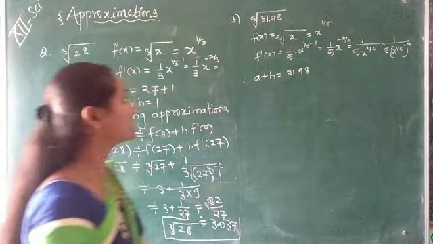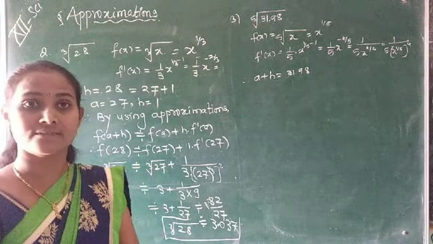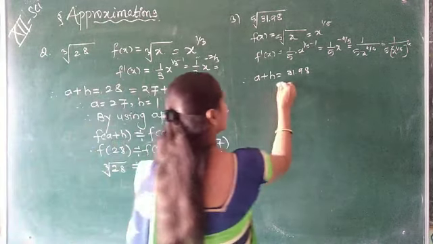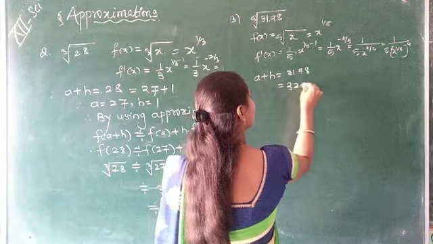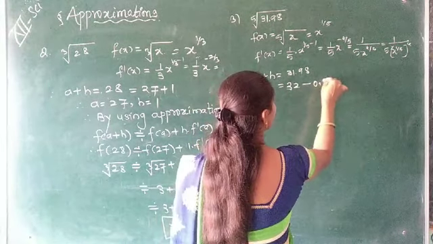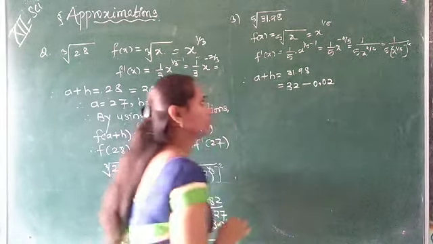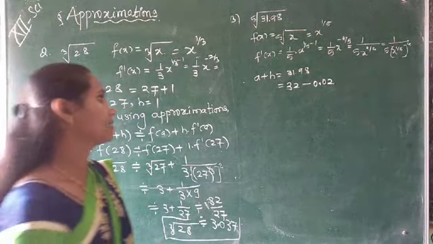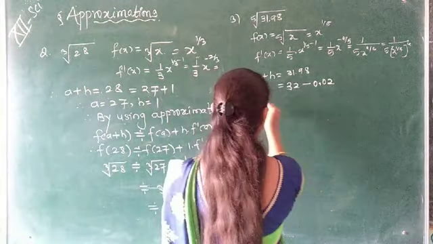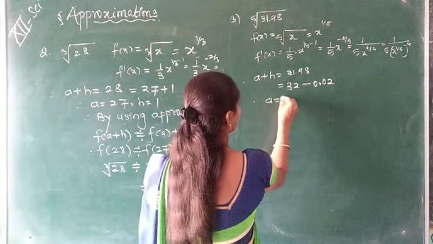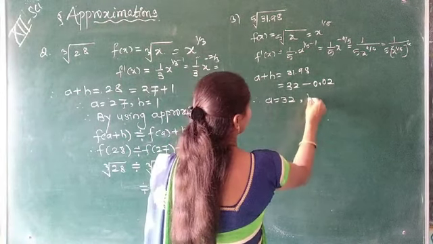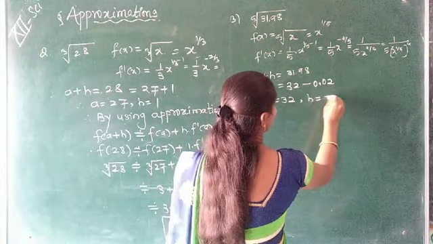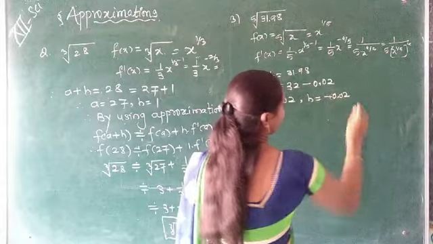31.98. मग आता ह्याच्या जवळचा असा कोणता नंबर आहे की ज्याचं फिफ्थ रूट घेता येतं? तर तो 32 आहे पहा. So this number we write as 32 minus 0.02. This number can be written as 32 minus 0.02. Therefore a is equal to 32 and h is equal to minus 0.02.